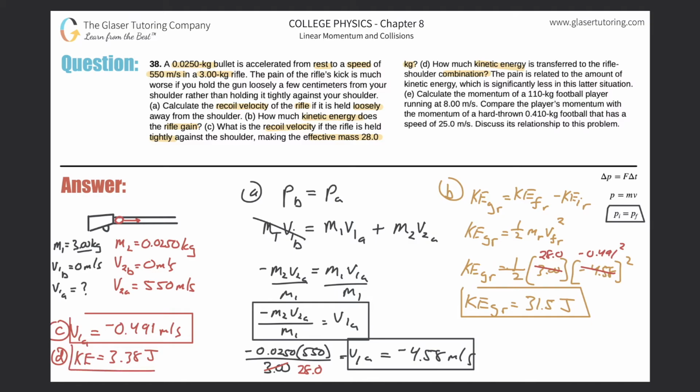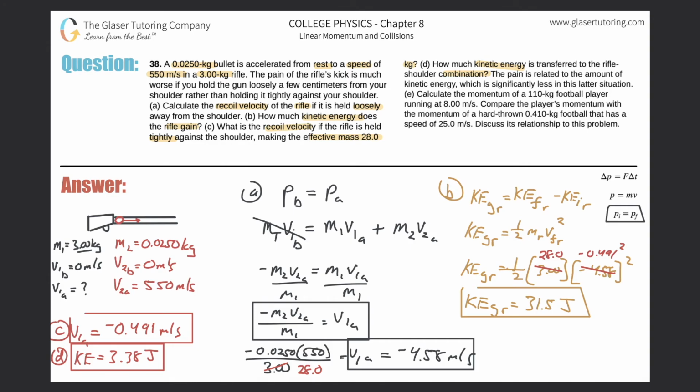All right. Now if we look at a simple ratio here, let's do 31.5, which was the original kinetic energy of the loosely held gun, and divide it by 3.38, which is now the rifle shoulder combination. We notice that by holding it loosely, it's 9 times greater. This value is 9 times greater than this value. So if pain, because they're talking about pain here, is related to the amount of kinetic energy, and directly and linearly related, the pain for the gun loosely held would be 9 times greater than the pain experienced when you tightly hold the gun. All right. So that takes care of that.